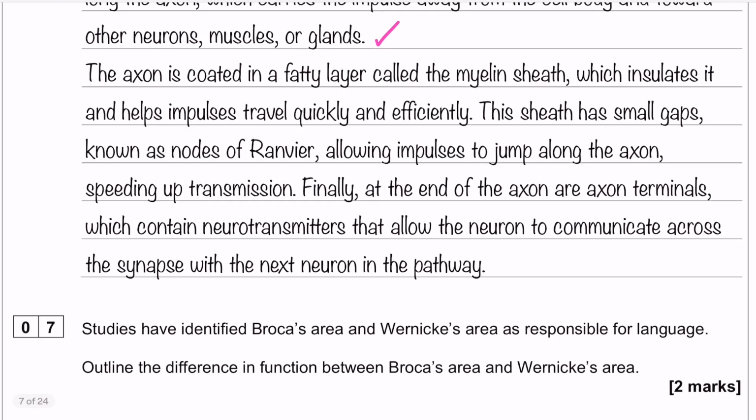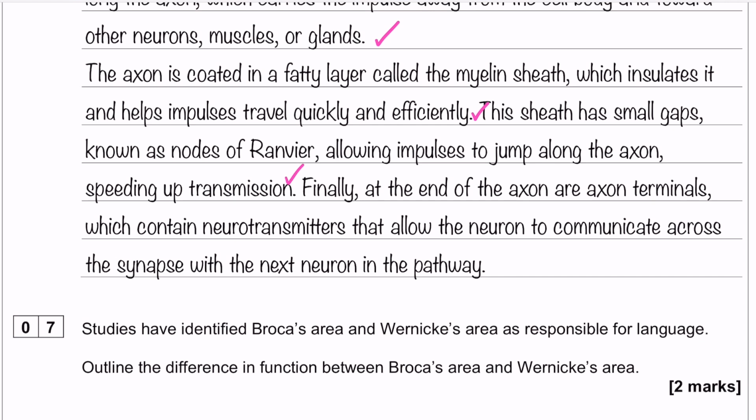The axon is coated in a fatty layer called the myelin sheath. The myelin sheath both insulates and helps the impulses to travel quickly and efficiently. The sheath has small gaps called the nodes of Ranvier, and those gaps allow impulses to jump along the axon, which speeds up transmission. At that point, if you are an A-level biologist and you want to go into a little more detail on the biology side of how the nodes of Ranvier actually work, that's absolutely fine. But for A-level psychology, you don't need that.